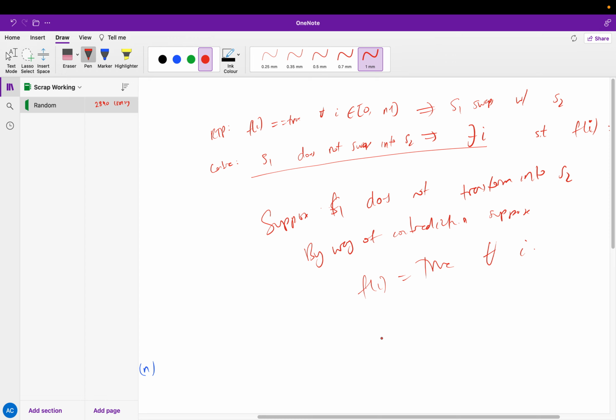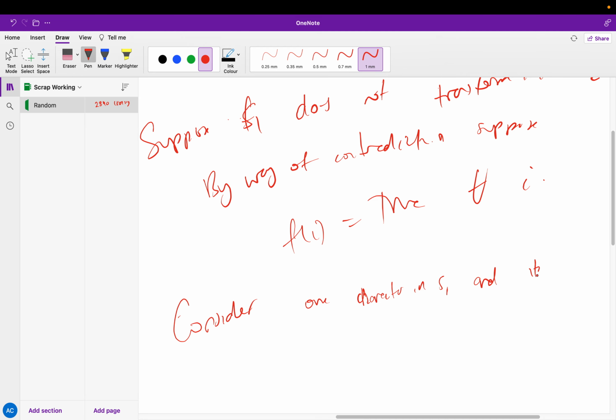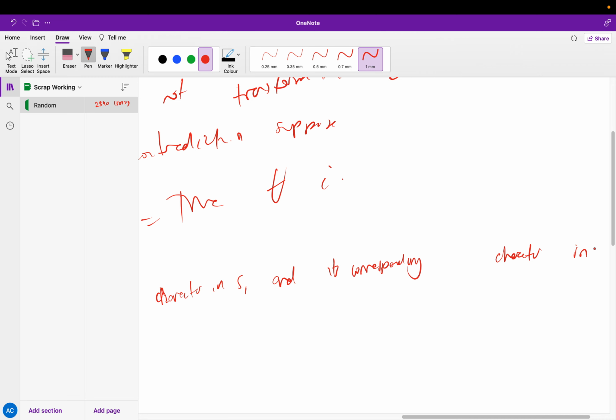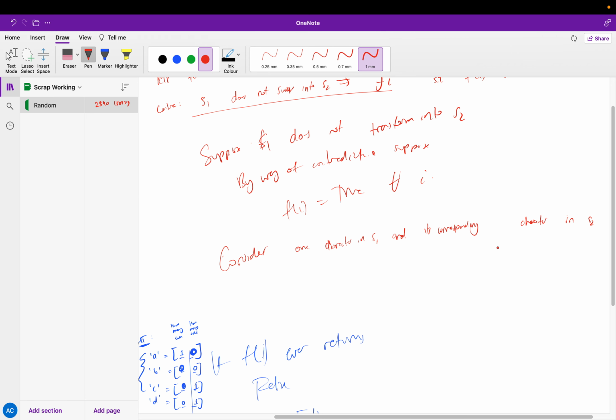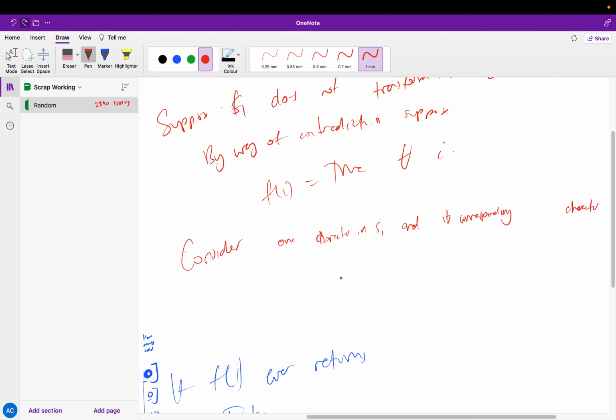Consider some character. Ooh, that could be interesting. Okay, I don't know if any of this is correct, but consider one character in S1 and its corresponding character in S2. Corresponding meaning like the equal character that is in either the same or a different position. We know there exists this character because Fi should equal true.